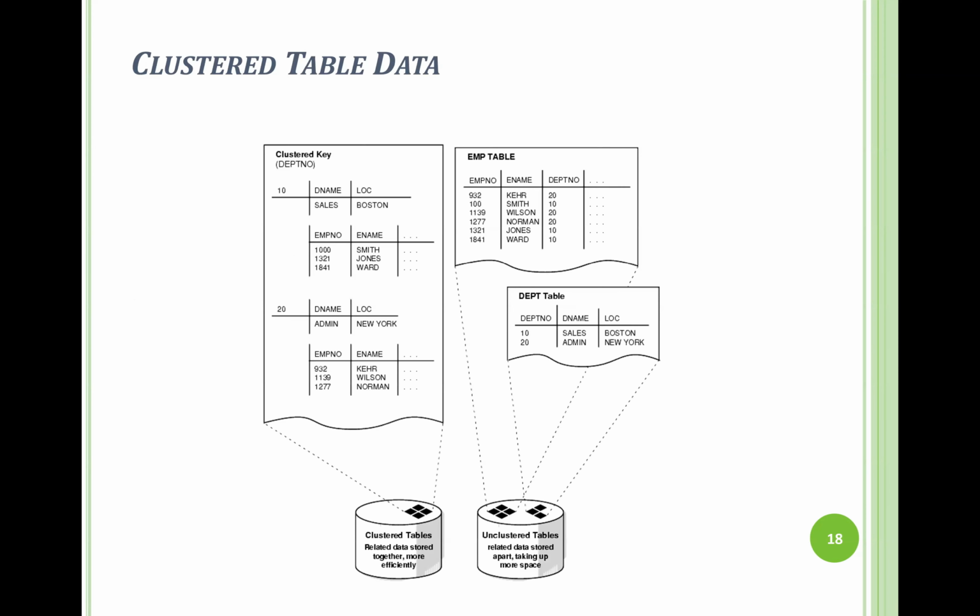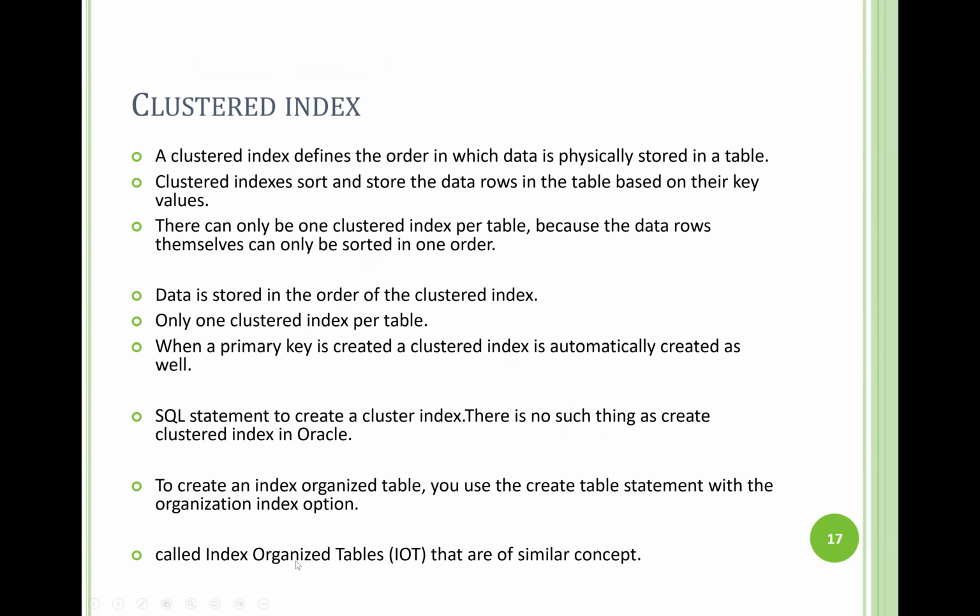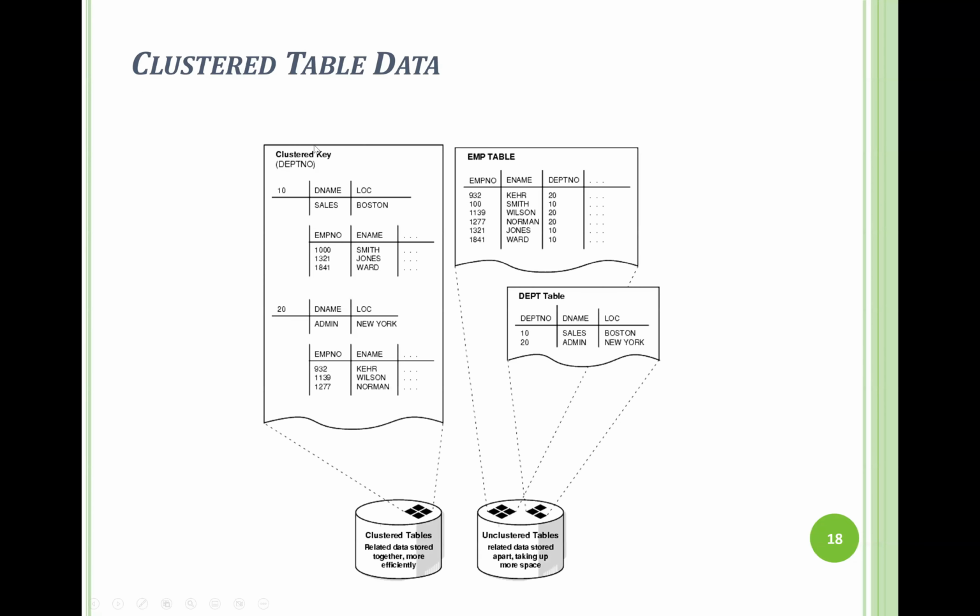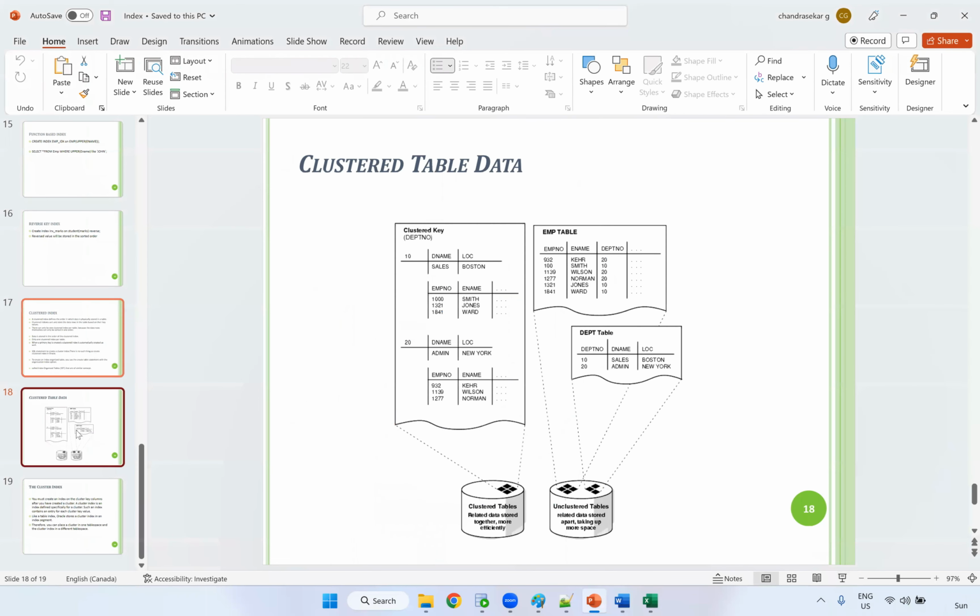For example, if you want to create clustered data and you store the combination of more than one table this way, then it will retrieve the data very quickly if you are searching by department ID. This is called an index organized table. These two tables are called index organized tables. So these are all the index types available in Oracle.